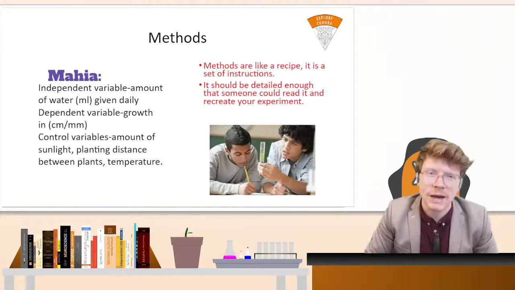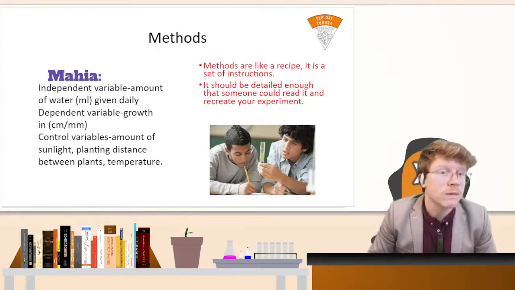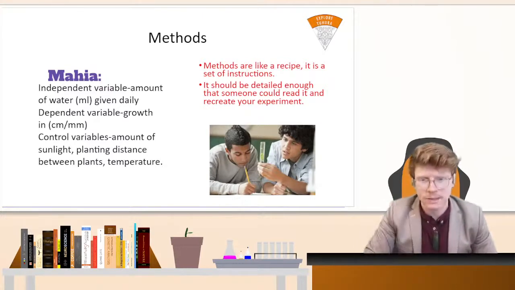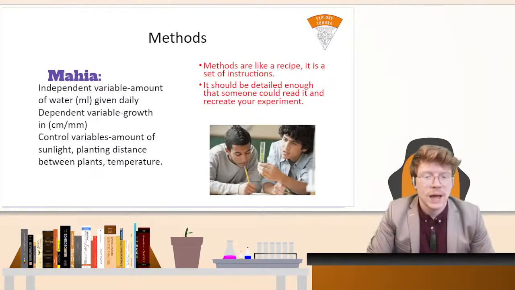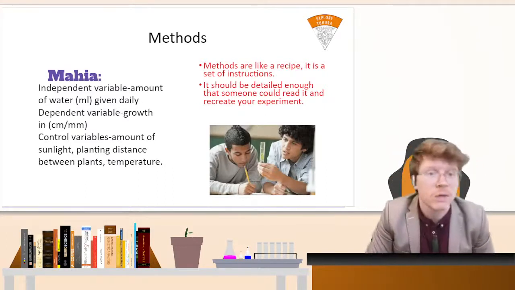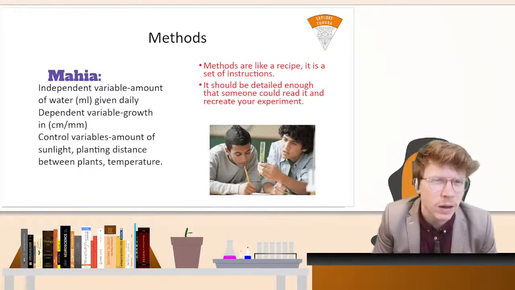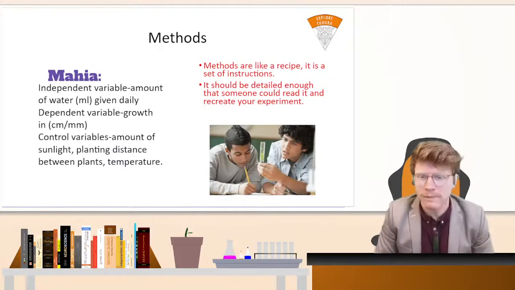We say we're going to use milliliters. You could have said cups. You could have said teaspoons. Whatever it was, that's okay, as long as you've got a unit. We're then going to measure the dependent variable, which is how tall the plant grows. And we're going to use centimeters or millimeters or meters or feet, whatever it may be. And we'd think, okay, we'll be using a ruler for this, right?